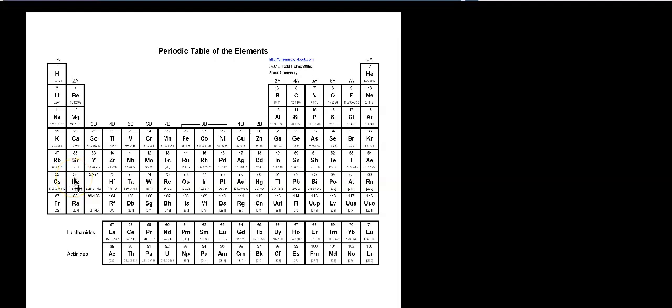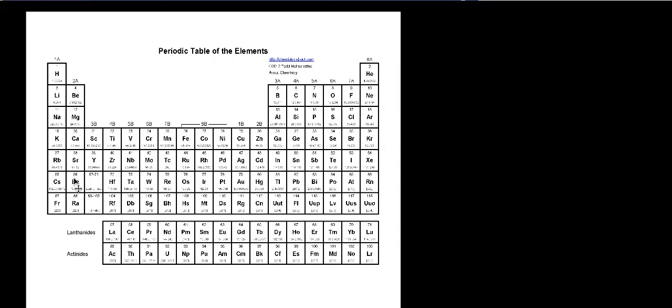Let me say that again. Count the electrons, see if I got all 56. 1s2, 2s2, 2p6, 3s2, 3p6, 4s2, 3d10, 4p6, 5s2, 4d10, 5p6, 6s2. Did I get all 56 electrons?